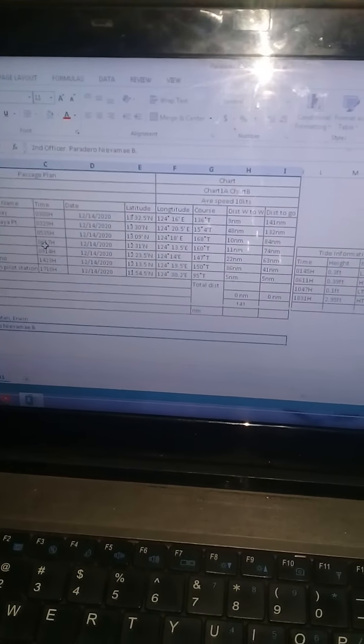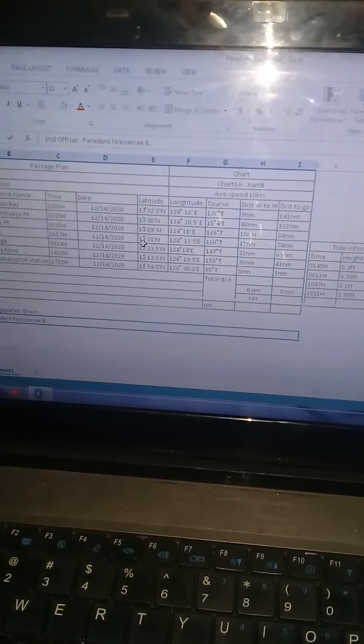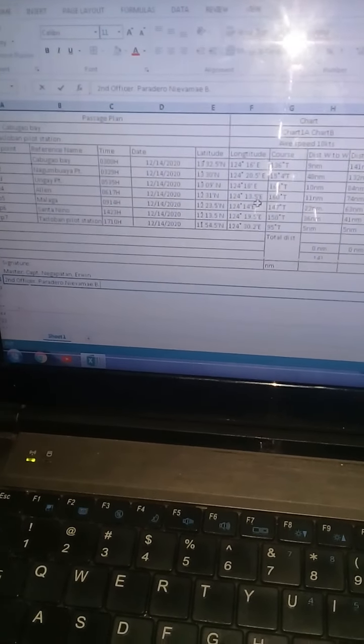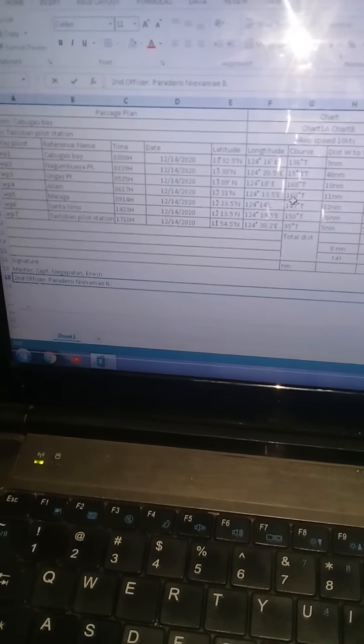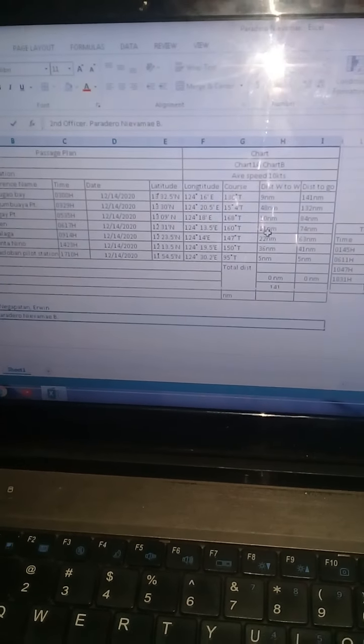And the fourth waypoint, which is Allen, with the time of 617 hours with the same date, with the latitude of 12 degrees 31 minutes north, with the longitude of 124 degrees 13.5 east, with the course of 160 degrees true. Distance waypoint to waypoint is 11 nautical miles.